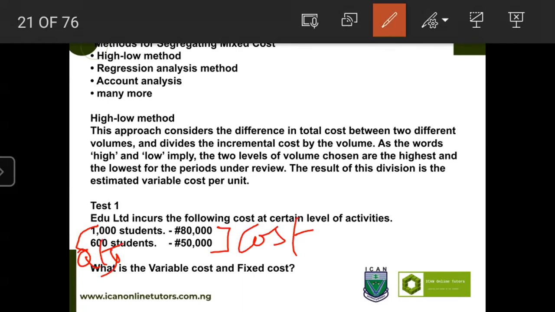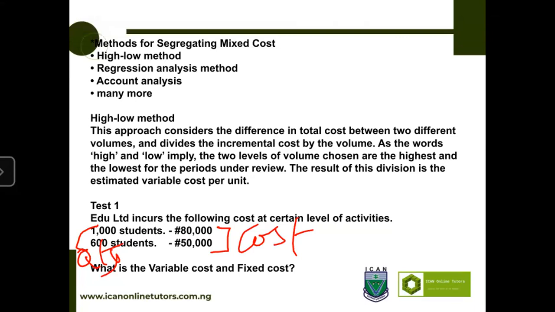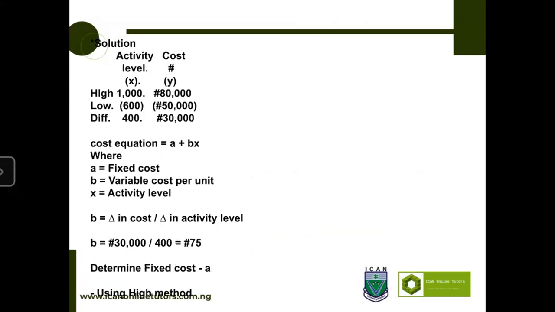If you recognize this, then the solution is near. If I ask you what is the highest cost, you will tell me 80,000. The lowest cost, 50,000. The highest output, the highest quantity, you will tell me 1,000. The lowest quantity, you will tell me 600. That is how to first recognize it. You've known your high, then you've known your low. It is high cost divided by what? High revenue. Now, let us solve.